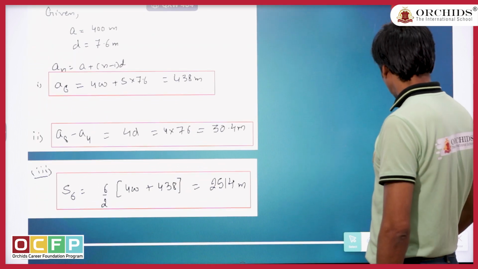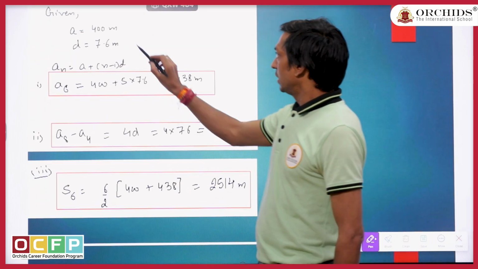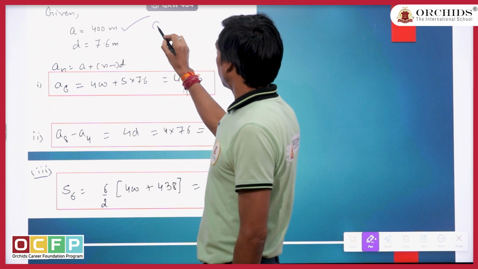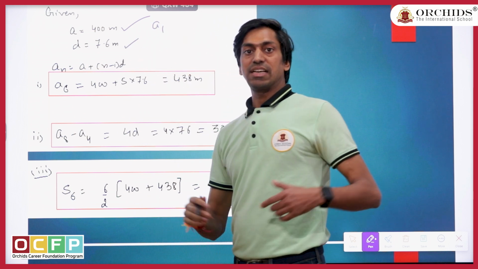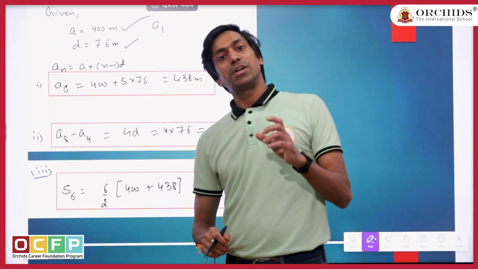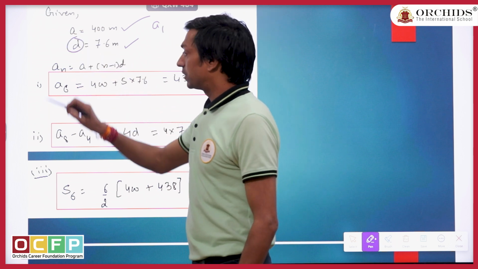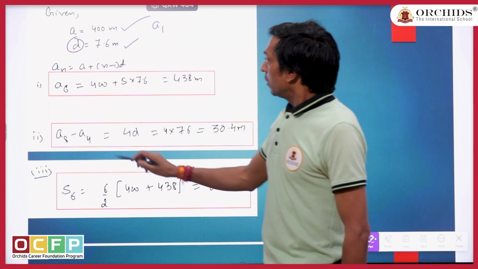If we see this question, the first term is given as what? Length of the first track represents what? First term, and the subsequent tracks' length keeps increasing by an amount of 7.6 meters. So that means what? It is the common difference actually. So now they are asking what is the length of the sixth track.